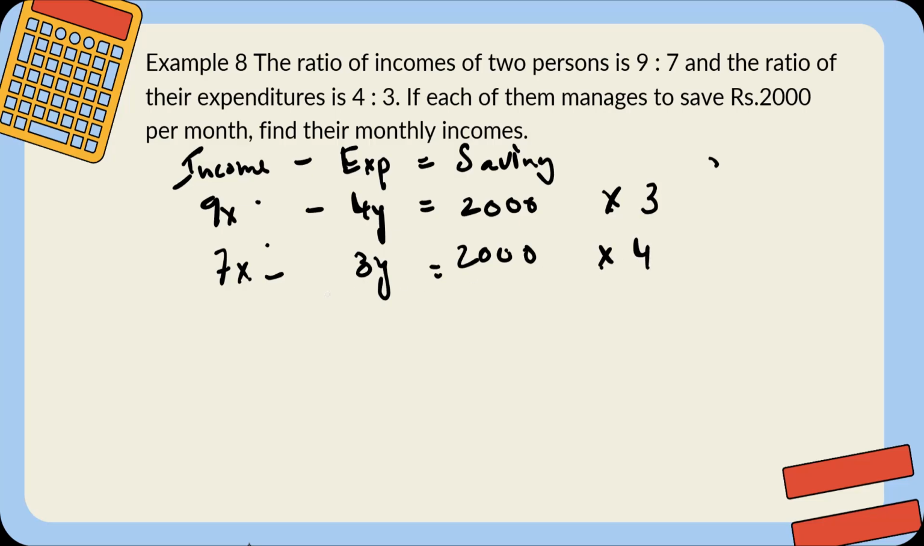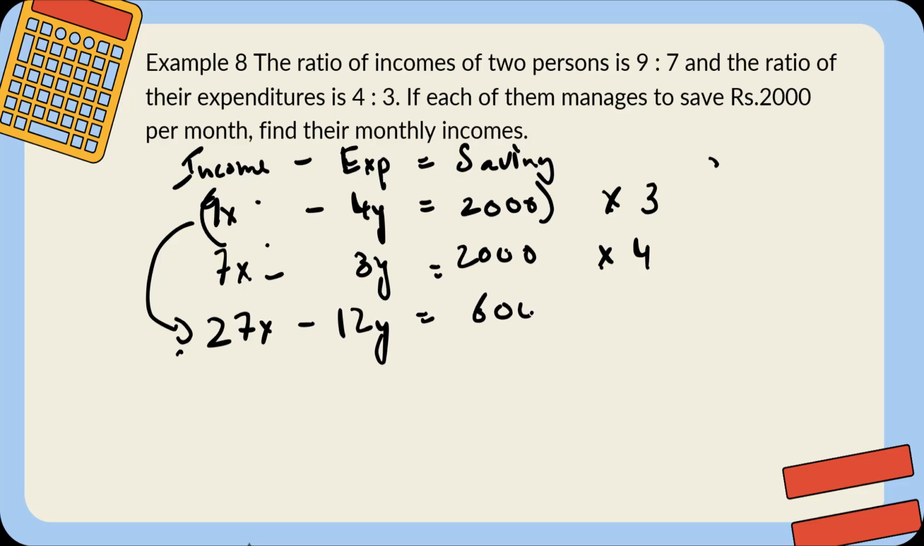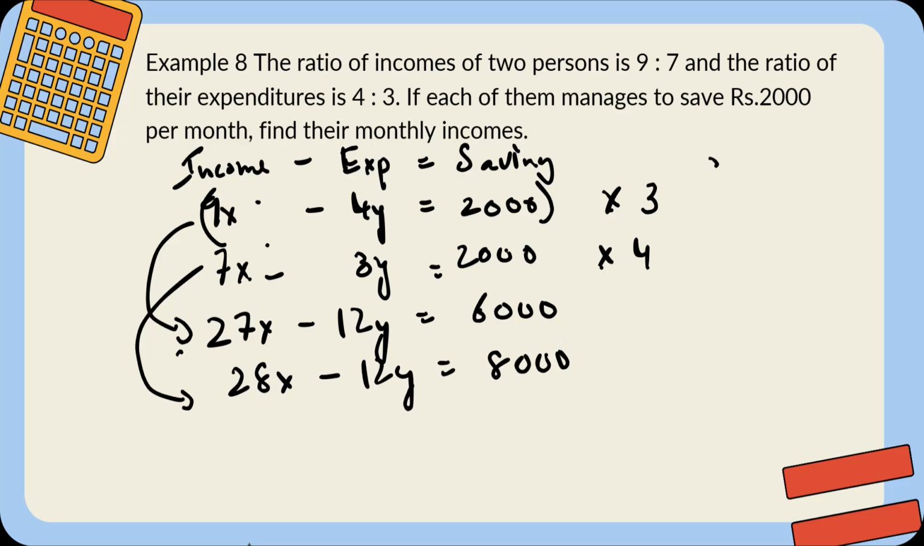So what do we get? Let's see. We have 9x minus 4y is equal to 2000. Multiply with 3, it'll become 27x minus 12y is equal to 6000. Second equation, I'm multiplying with 4. I'll get 7 4s are 28x and we have minus 12y is equal to 8000. So we're going to subtract them. Why? Because it is the same sign. So when I subtract, it will become plus here, minus here, and it will become minus here.